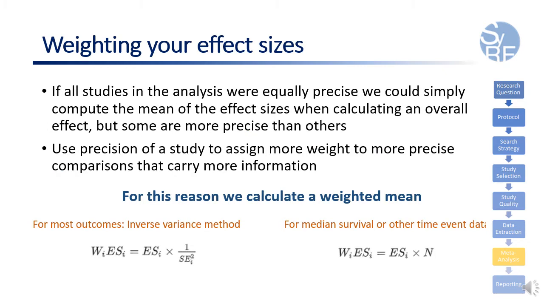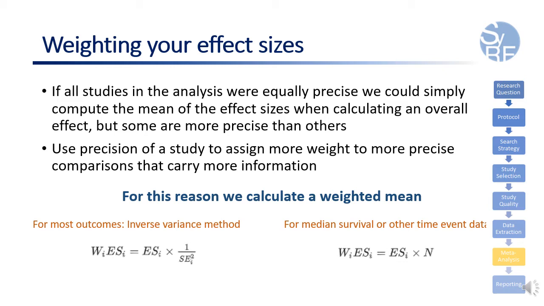Before we can calculate our pooled effect, also known as a global estimate, we need to consider that not all studies will contribute to this effect equally. For example, if all studies in the analysis were equally precise, we could simply compute the mean of the effect sizes when calculating an overall effect. However, in a meta-analysis, it is usual to attribute different weights to each study in order to reflect relative contributions of individual studies to the total effect estimate. We do this according to the precision of each comparison, so that more precise comparisons are assigned a greater weight in the calculation of the pooled effect size.